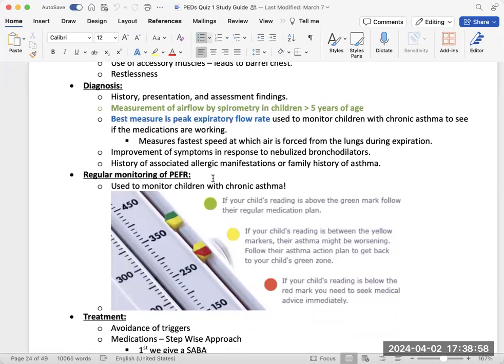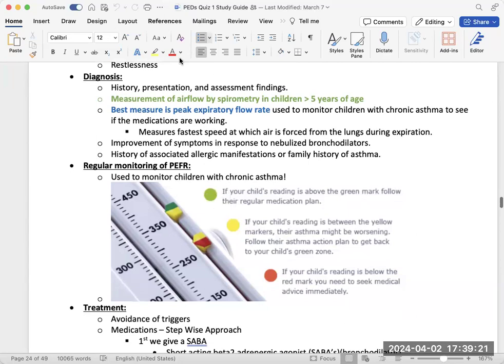So we usually do the measurement of airflow through a spirometer in children greater than 5 years of age. Know that. Also, the best measure is a peak expiratory flow rate, which is basically used to see in patients who have chronic asthma if their medications are working. So there's the green zone, where the green zone is really good. That's usually 80 to 100%. That means, okay, they're treating their asthma, they're controlling their asthma, no signs of distress.